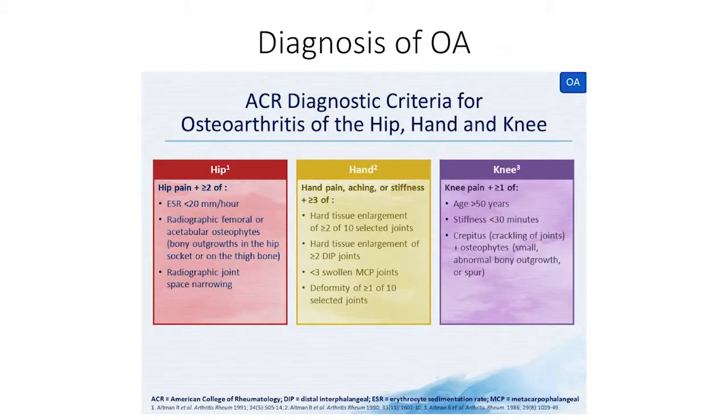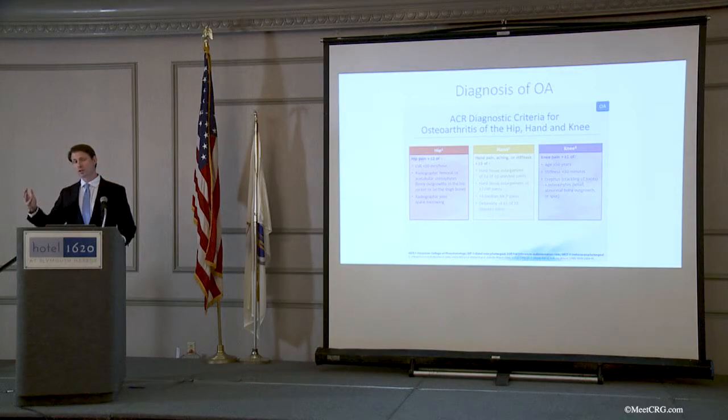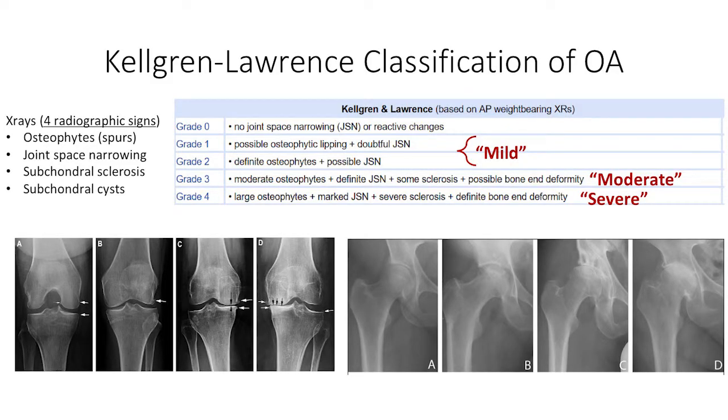So the diagnosis of hip arthritis, so it's hip pain with low inflammatory markers, and then x-ray findings of arthritis, which we'll go through. The knee, it's knee pain, older age, stiffness that lasts less than 30 minutes. If it's more than 30 minutes, then you're thinking more inflammatory types of arthritis, and then the grinding and x-ray findings. So the signs on x-ray of osteoarthritis, there's 4 signs.